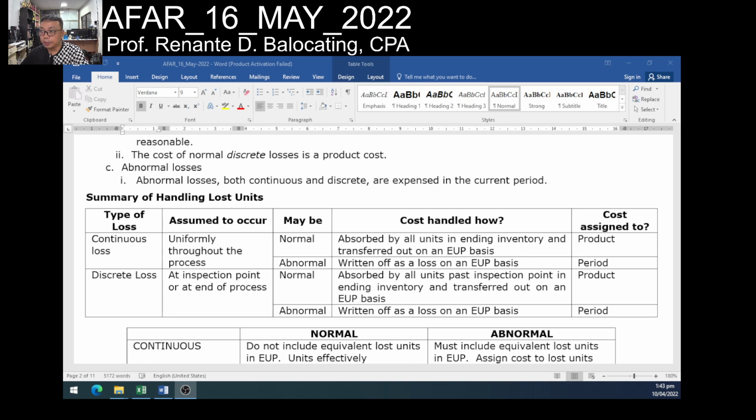Okay, good afternoon, everyone. We will now proceed to accounting for lost units in process costing. And before we proceed to problem solving, we first summarize the losses in process costing.